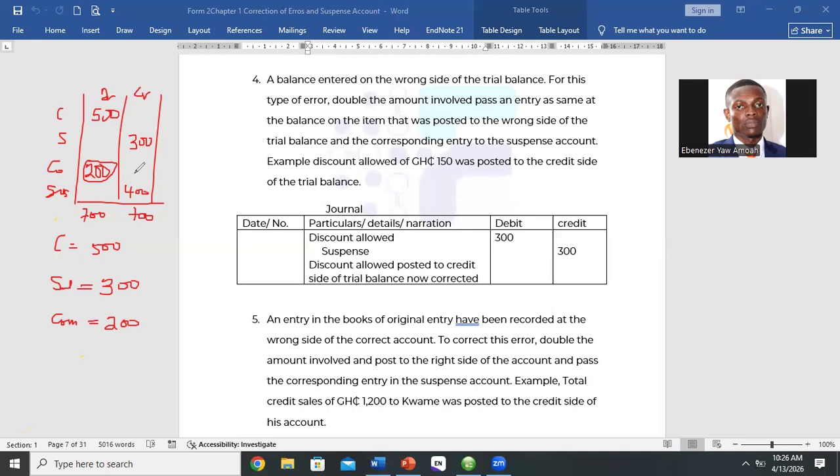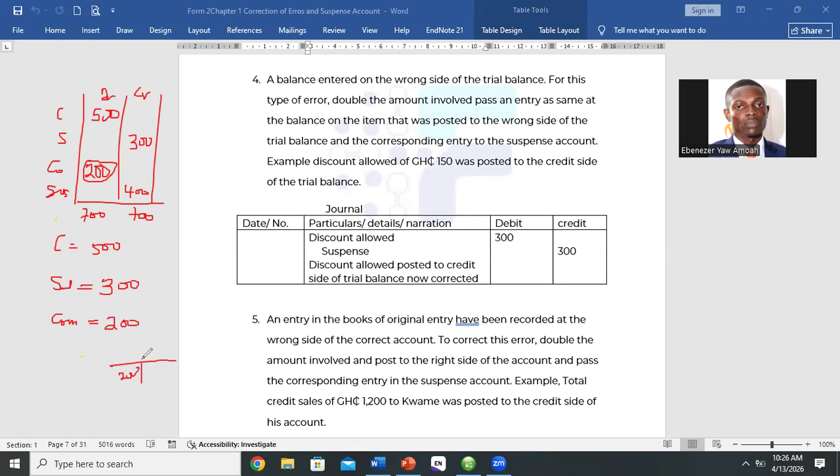Now, to correct it, we cannot just cancel and cancel. No, we need to pass a double entry. As it stands now, commission has a debit, which is not supposed to be the case. It should be a credit. So it is right for us to double the figure, because commission is supposed to have a credit, but as it stands now, we put it at the debit side, 200.